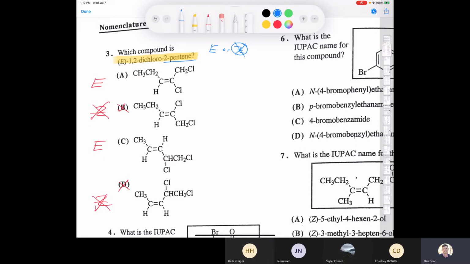Well, I think the next thing to do would be to look at the parent chain and look for a 2-pentene. You can see that in A we have 1, 2, 3, 4, 5. So this is a 2-pentene because the double bond starts on carbon number 2. In C we have 1, 2, 3, 4, 5. And so the double bond starts on carbon 3. And so we can cross this one out. And that means that it must be A. And if we double check the placement of the chlorines, you can see that we have a chlorine on carbon number 1 and a chlorine on carbon number 2. So A is E-1,2-dichloro-2-pentene.